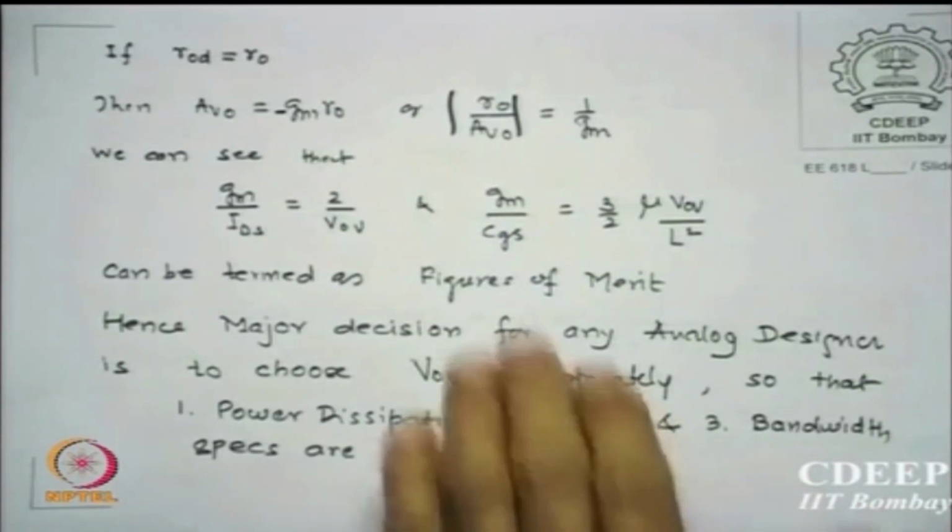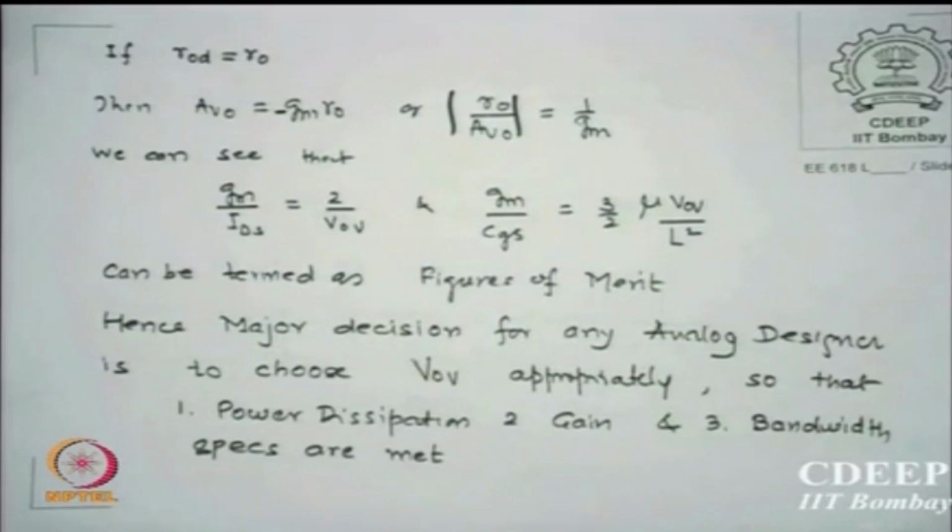Please take it, this GM by CGS is essentially FT, and we will see what that term is. That is why it is called figure of merit. GM by IDS is a figure of merit because it decides, in some way, the power, the bandwidth, and therefore the gain as well. So what GM by IDS and GM by CGS are will decide every aspect of an amplifier. So these two terms I call figures of merit.